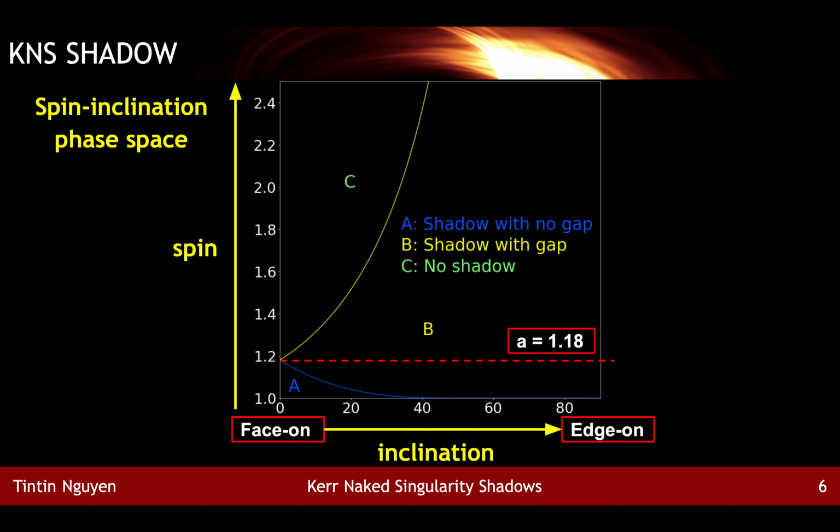So now we have an open instead of a closed shadow. And interestingly, when the spin continues to increase past 1.18, the shadow vanishes for low inclination and only re-emerges as you go to higher inclination. And as you go to even higher spin, the shadow vanishes for a greater range of inclination.